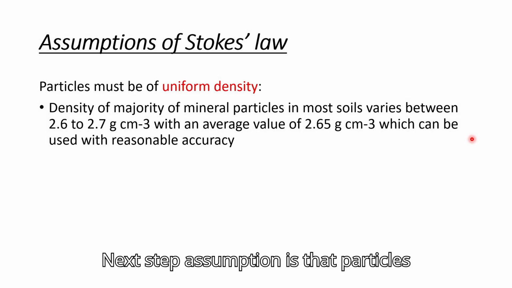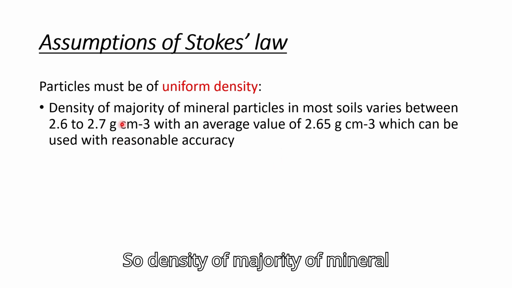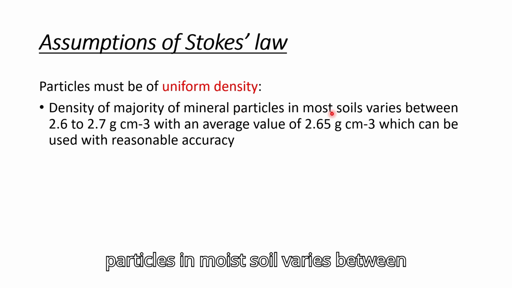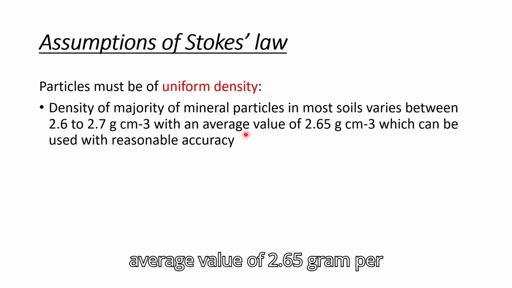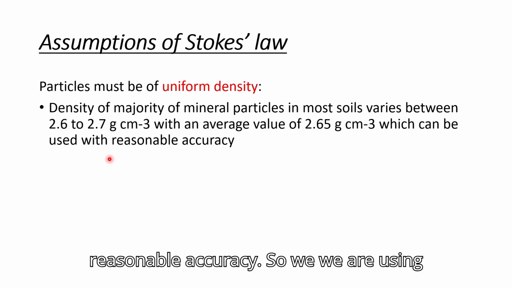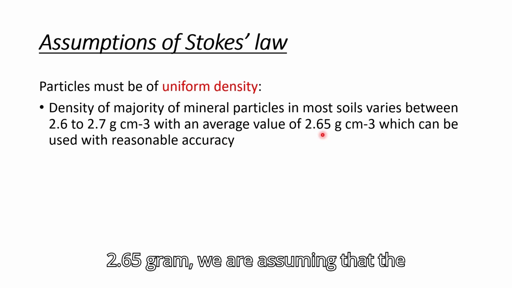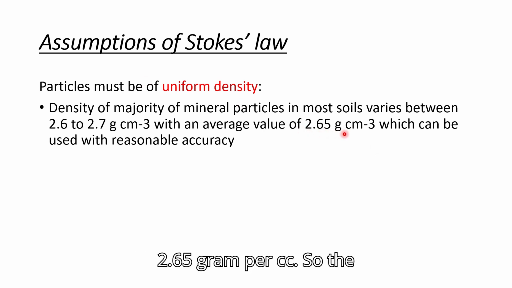The next assumption is that particles must be of uniform density. The density of the majority of mineral particles in most soils varies between 2.6 to 2.7 gram per cc, with an average value of 2.65 gram per centimeter cube, which can be used with reasonable accuracy. So we are using 2.65 gram. We are assuming that the particles will have a uniform density of 2.65 gram per cc. So the density also affects the falling.